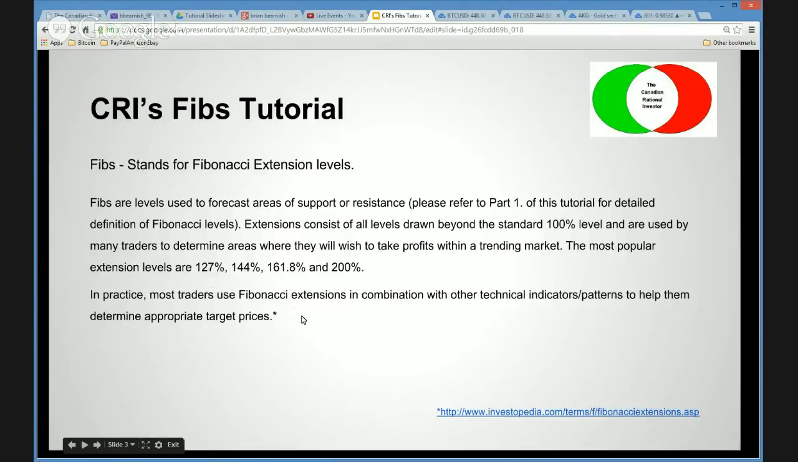In practice, many traders use Fibonacci extensions in combination with other technical indicators and patterns to help them determine appropriate target prices. So that's just basically a reiteration of what we just said. As always, through these slideshow presentations, you'll notice these little references. This is the site that I got the textbook definition from, so I want to make reference to them. Investopedia, you're more than welcome to pop on over there and look at these definitions in detail and do as much digging as you want on any of the terms, because it's just a world of information at your fingertips. All right, so moving on.